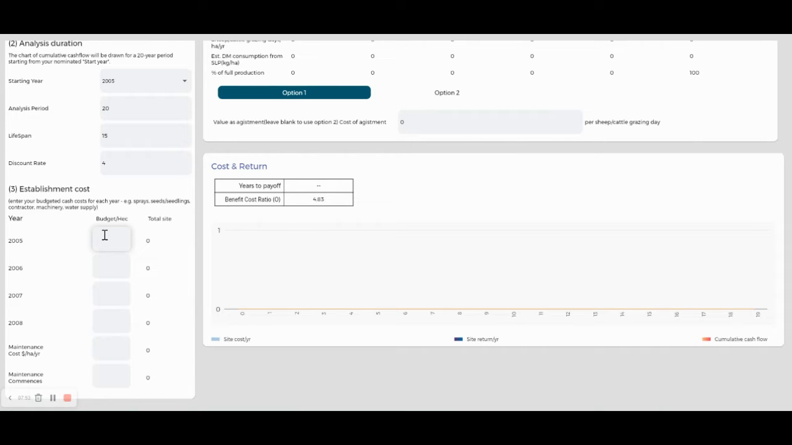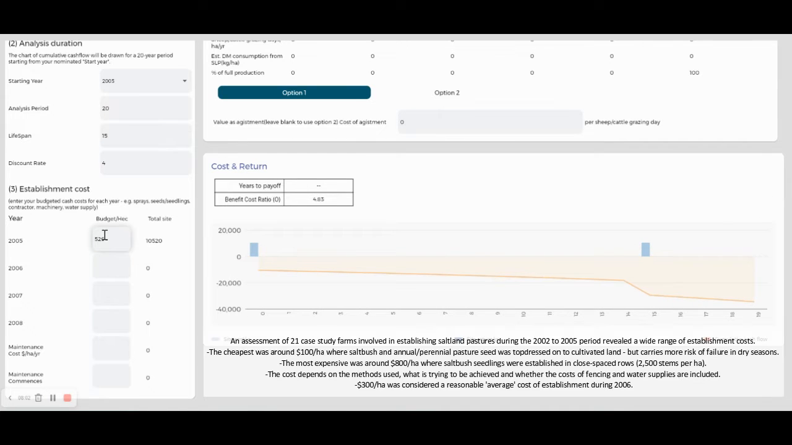So on the case study farm, they spent $526 in the first year per hectare, and the tool also calculates for you what that cost is for the total site. In this case, that was $10,500 spent in the first year for plant establishment, and then in 2007 there was further expenditure associated with fencing the site and adding water, and that was a further $250 per hectare.